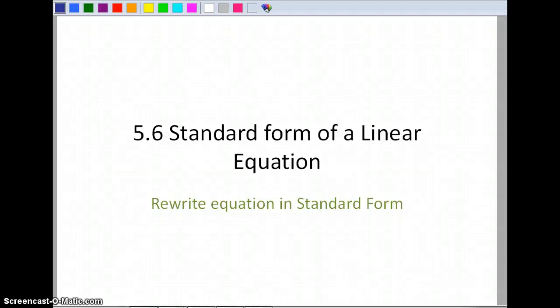Okay, this is section 5.6, the standard form of a linear equation. We're going to break this lesson up over 2 days. So this first lesson, I want us to rewrite the equation in standard form.